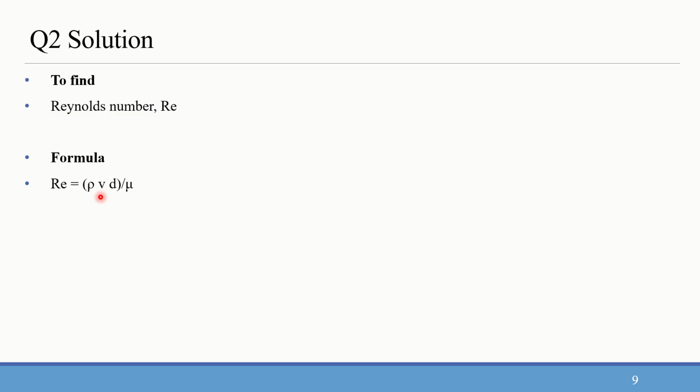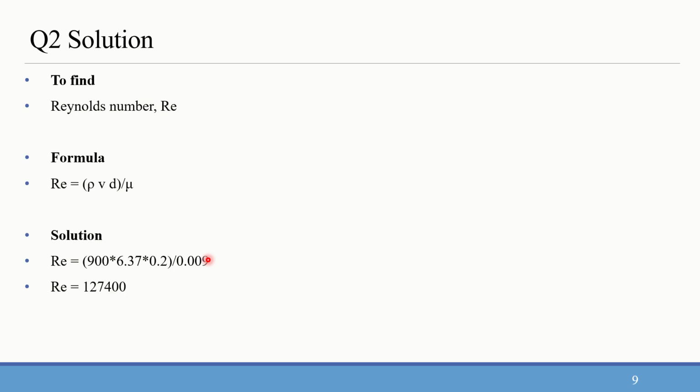So rho we know as 900 kg by meter cube. V we calculated in the last slide as 6.37 meter per second, d is 0.2 meters, and mu is 0.009 kg by meter second. Now we substitute everything in the Reynolds number formula, and we get 900 into 6.37 into 0.2 divided by 0.009, and we will get Re as 127400. So that is the Reynolds number.